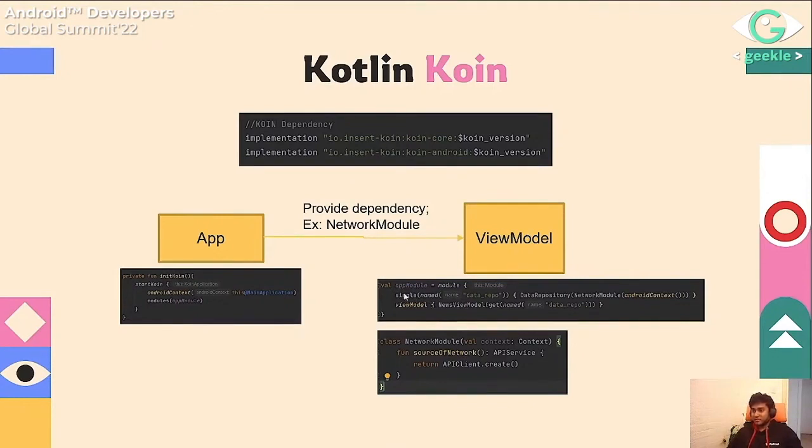Using the single keyword, it actually provides only a single instance of the network module across the application. So using the get keyword, the view model will get the network module dependency from the app module. That way, we can provide the dependency of the network module in an MVVM project template.